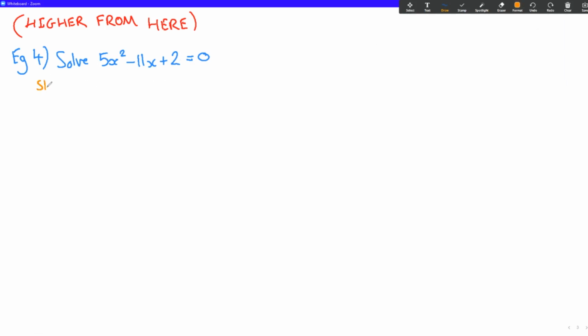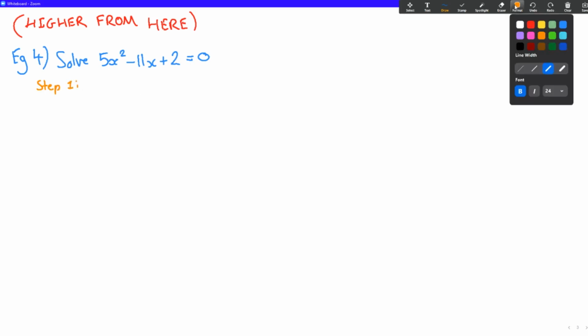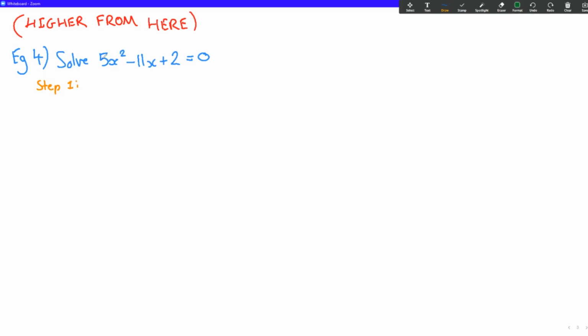So step 1, if you remember, is to find two numbers that multiply together to give a times c. So in this case, it's 5 times 2, so 10, which also add together to give minus 11. Now, we have a negative here and a positive here. We've learned that that probably means that we have to multiply two negatives together. Well, which two negatives? Well, this is 1 more than 10, the positive version. So it's probably going to be minus 10 and minus 1.